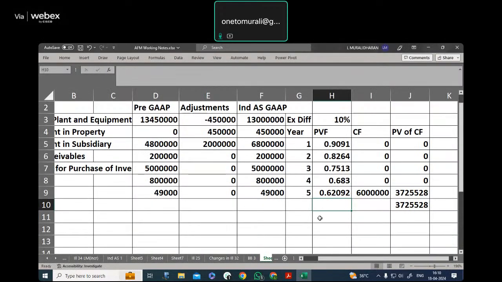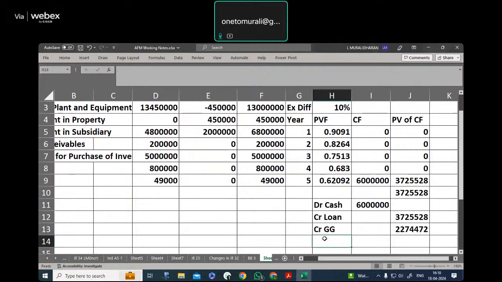Now, the journal entry would have been: debit cash, let us assume it is 60 lakhs that you have received. Credit is to be given to loan for this much of money. The balance amount should be taken up as government grant, the difference between the amount they have received and the present value of the amount. So this much you should take into consideration.